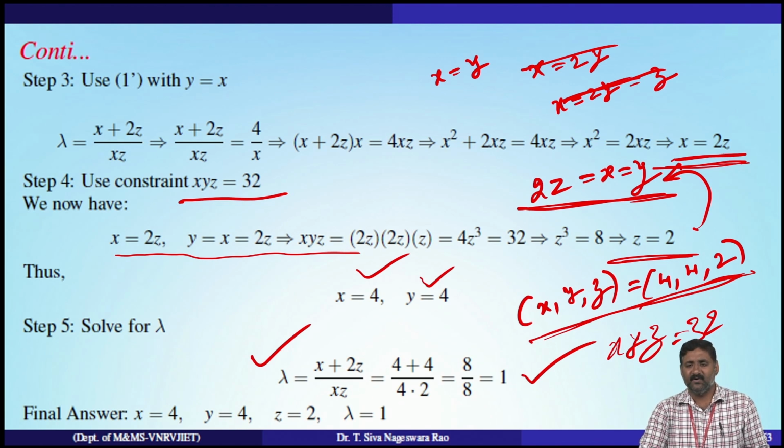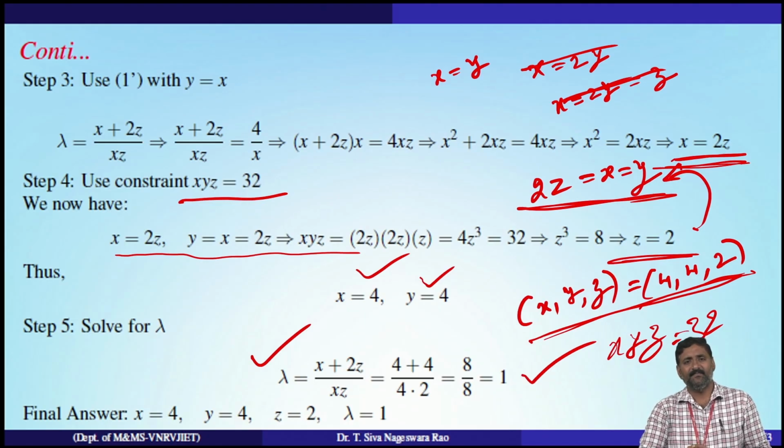Till now, we studied how to find the minimum value or maximum value of the given function by using Lagrange's method of undetermined multipliers. What is the procedure? Take the given function f of x comma y comma z or f of x comma y together with the constraint g of x comma y is equal to 0 or g of x comma y comma z is equal to 0. Form the Lagrangian function L of x comma y comma z comma lambda is equal to f of x comma y comma z minus lambda multiplied by g of x comma y comma z.